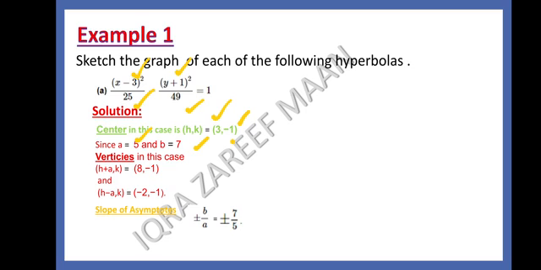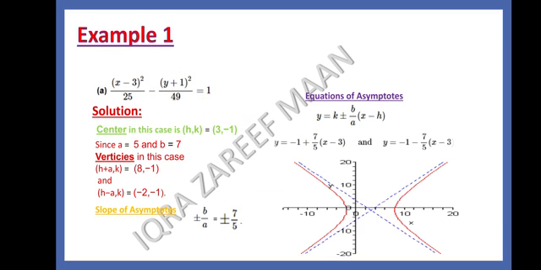In this case we have the vertices h plus a comma k and h minus a comma k, as we discussed above about the vertices. And the slope of the asymptote is equal to plus minus b over a, where the value of b is 7 and the value of a is 5. We have the equation of the asymptotes. We can find the equation of the asymptotes by putting the values of a, b, h and k in this equation, and we find these two equations of the asymptotes.